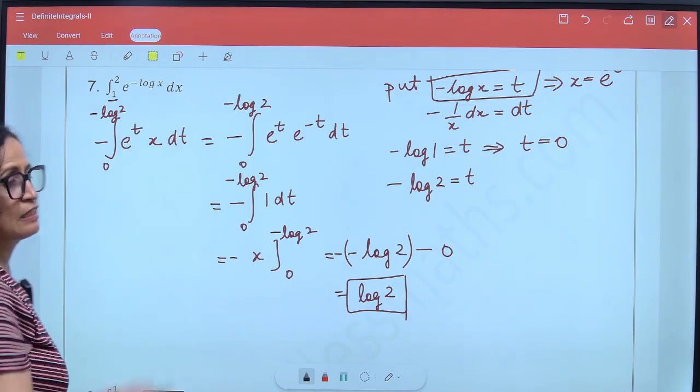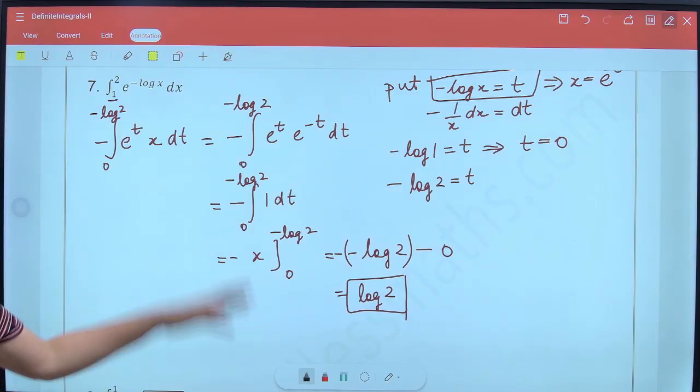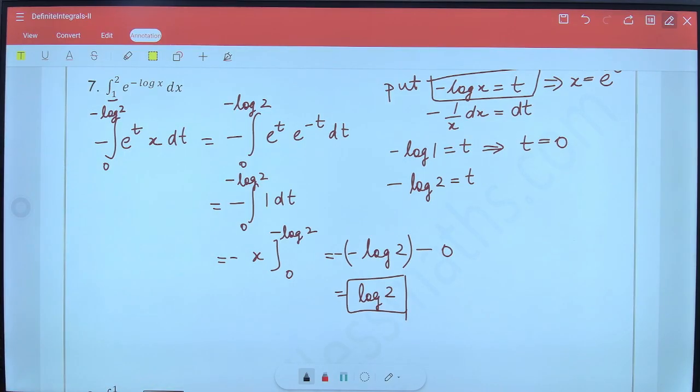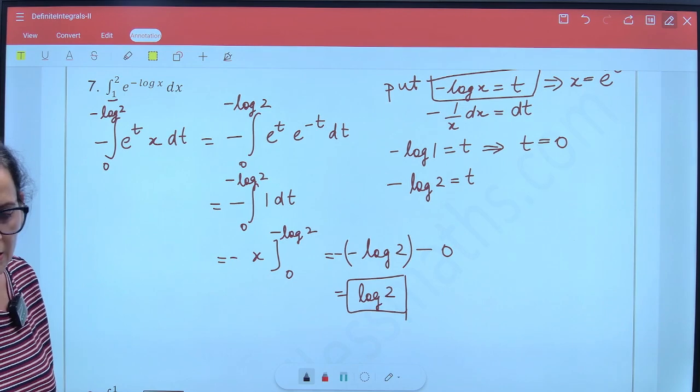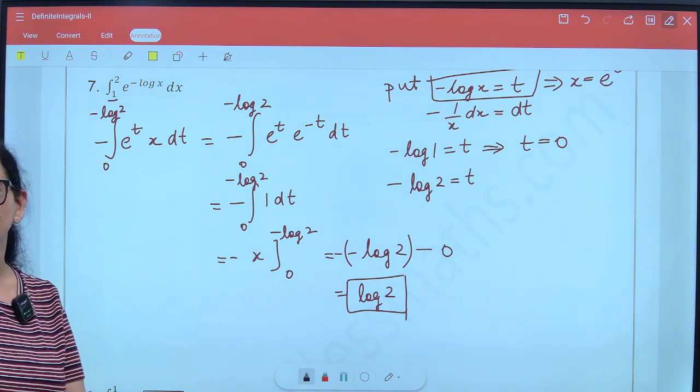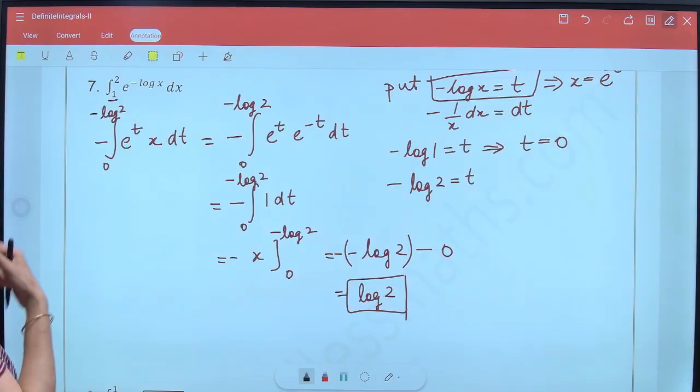It might seem a little complicated because there are properties of log also being used here, but this is a very important question and it is a part of the CBSE handbook also. There are lots of questions in this video. All the questions have been taken from CBSE handbook exercise 3.4. So if you solve these questions, you'll be sure you can attempt the questions of definite integrals easily.